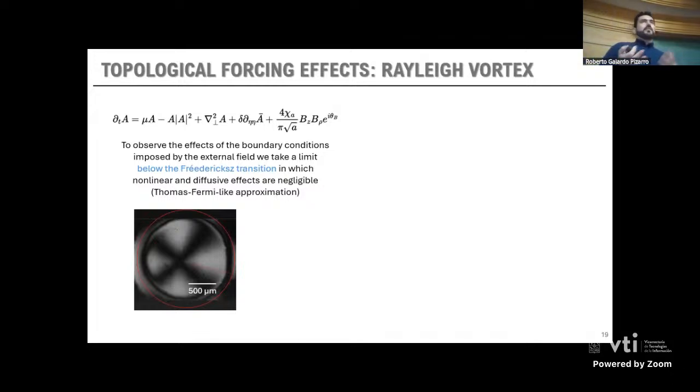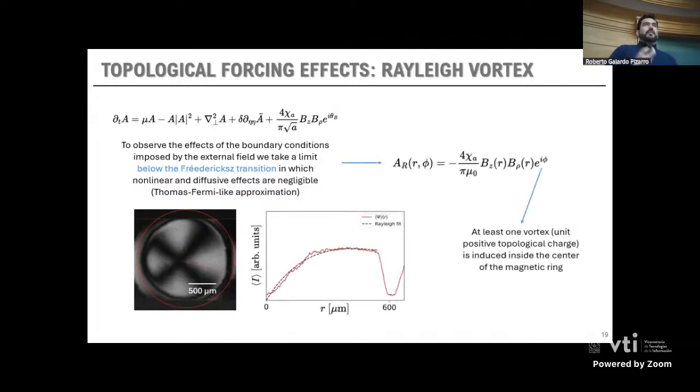And in order to observe clearly the effects of this topological forcing, the magnet, we use a space of parameters in which nonlinear terms and diffusion effects can be ignored in the system. And so we will have an ansatz which has at least one vortex in the interior of this inner edge of the magnetic ring. This is called a Rayleigh vortex that can be achieved by this magnet, or it can be achieved by electric fields that have this kind of geometrical configuration.